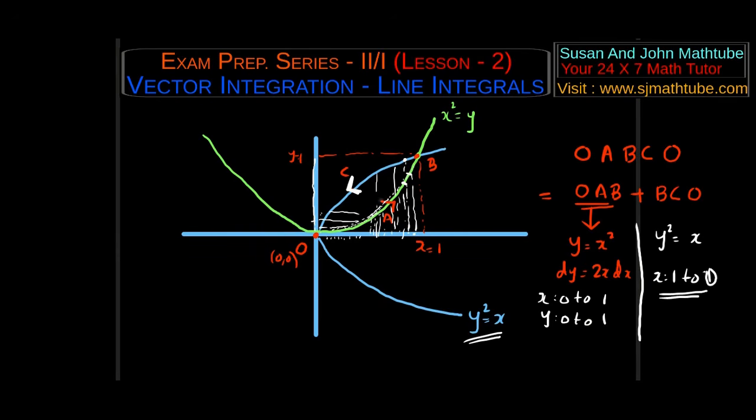I'll repeat. We are moving in counterclockwise direction. So from here we reached B. Now in BCO, we begin at this point. So the projection starts from 1 to 0. Okay, now that's it. The rest is simple integration.